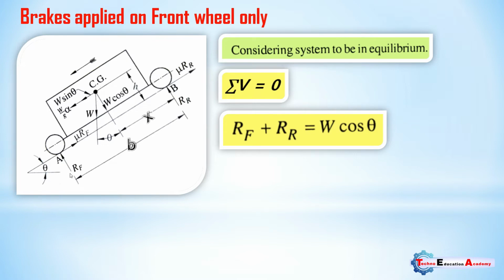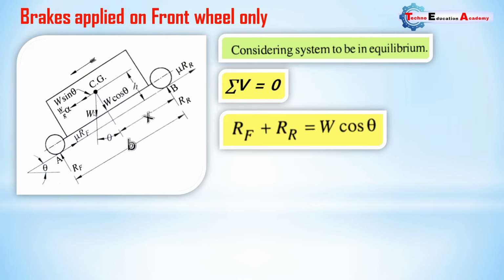So RF plus RR, here you can see that these are the two vertical forces in the same direction. And here we resolve the components. As we know, the term that makes the angle with the reference line is called the cos term, and the remaining term is called the sine term.